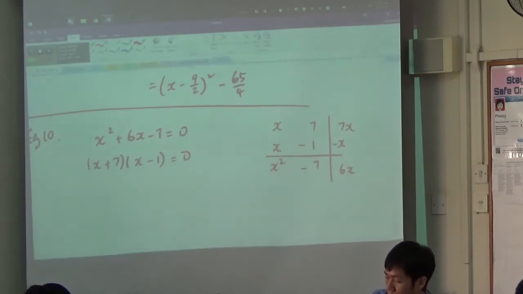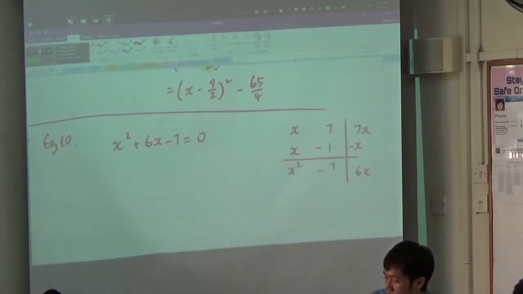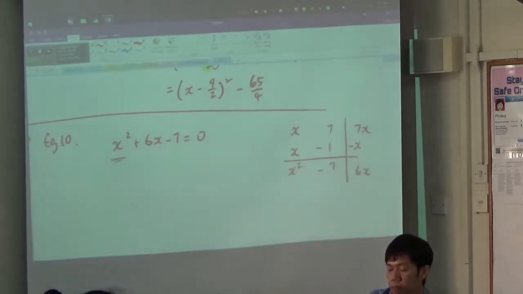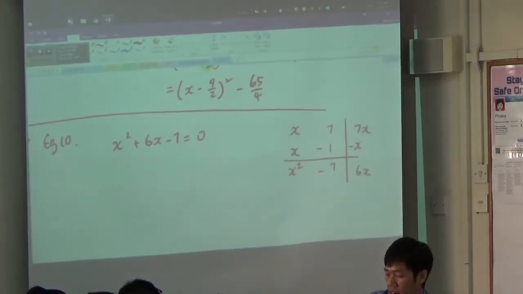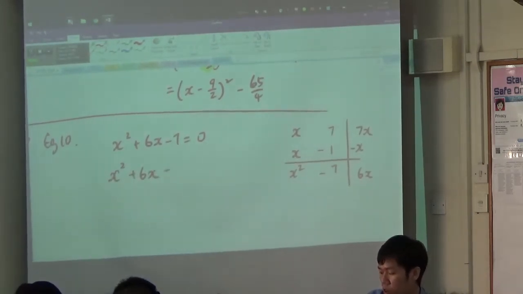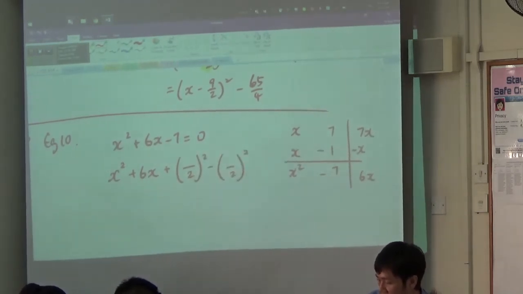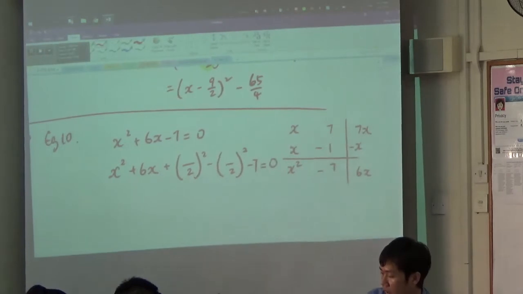We are now going to complete the square. Okay, so let's start with the x squared term. Coefficient of x squared is 1. Let's copy down the first two terms, x squared plus 6x. Now I need to add a certain number divided by 2 squared, minus it away, and then I cannot forget my negative 7.